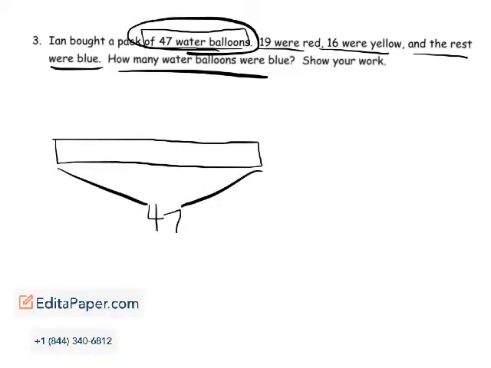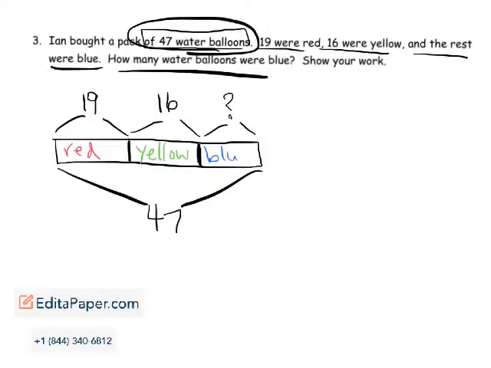And then it says 19 were red. So I'm going to put, arbitrarily, I'm just going to put it right there and call that 19. And I'll even label that red. And then it says 16 were yellow. So I'm just going to arbitrarily put that there, call that 16. Yellow won't show up, so I'm going to write it in green, so don't get confused. Yellow. And then it says the rest were blue. So that's this part right here. That's the rest, and that's the blue.